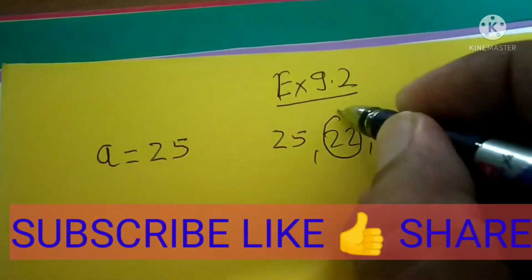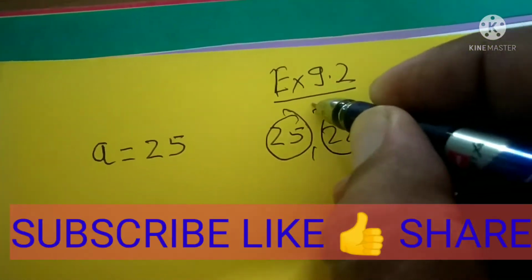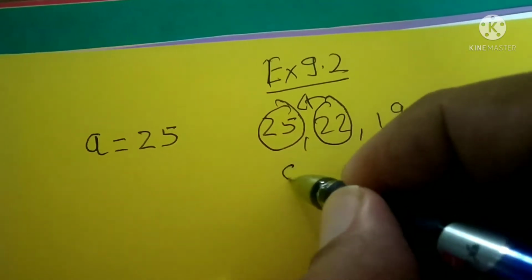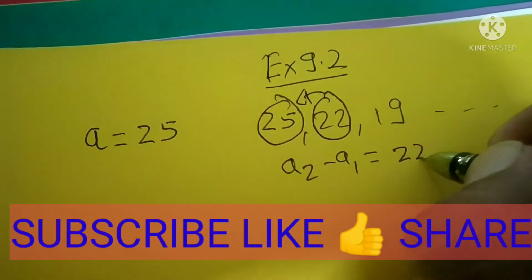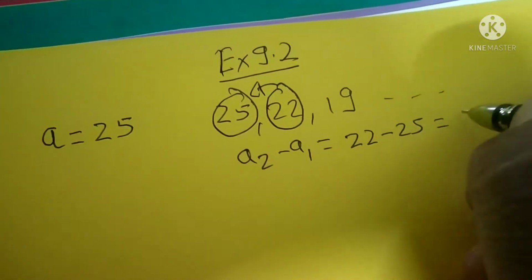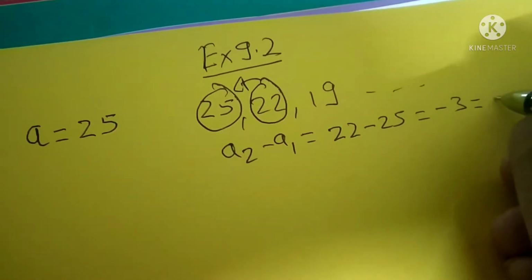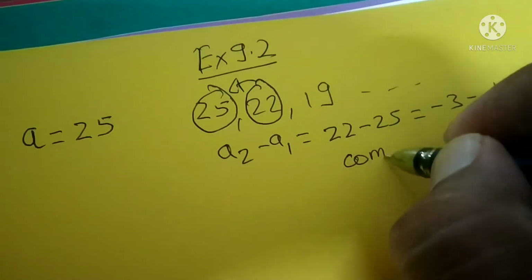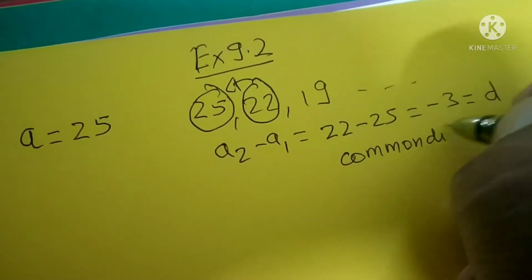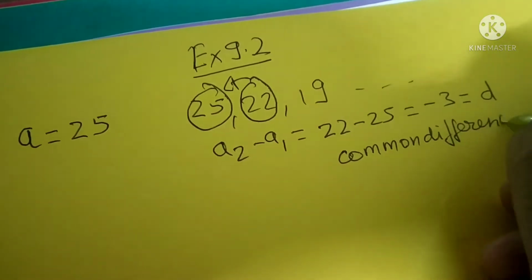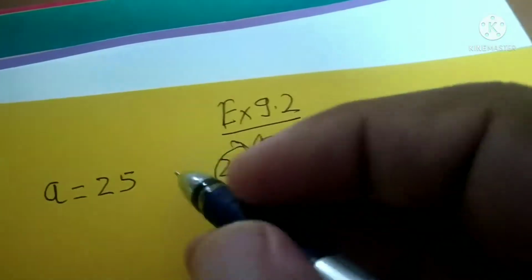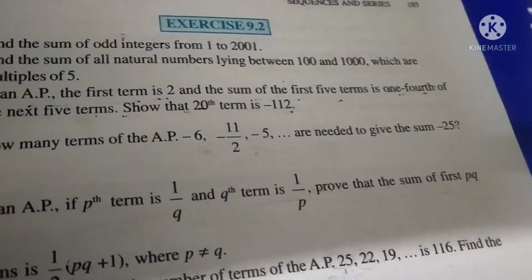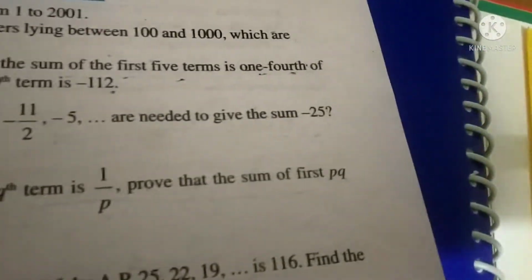The second term is 22 and the first term is 25, so second term minus first term: a2 minus a1 is equal to 22 minus 25, which is equal to minus 3. So ये हो जाएगा आपका common difference. This is the common difference, and we have marked it. Next, we are asked to find the last term.